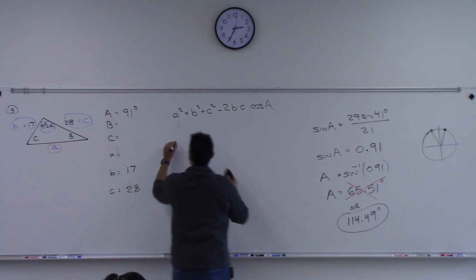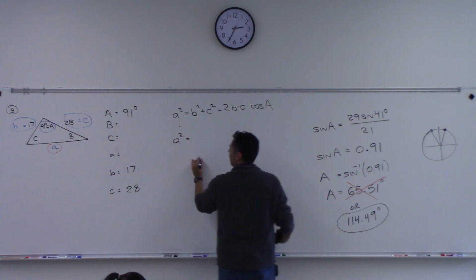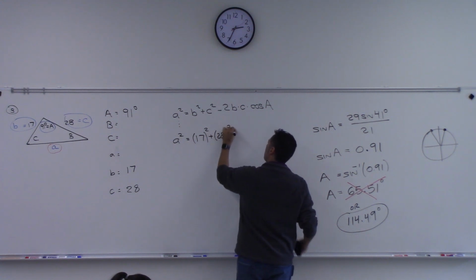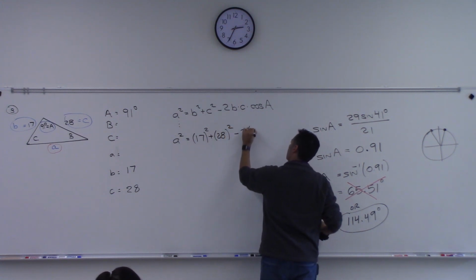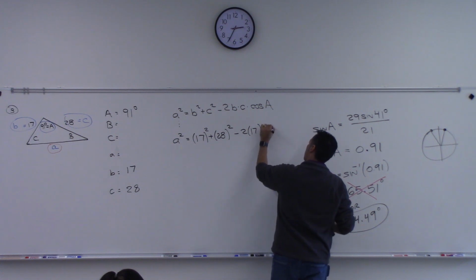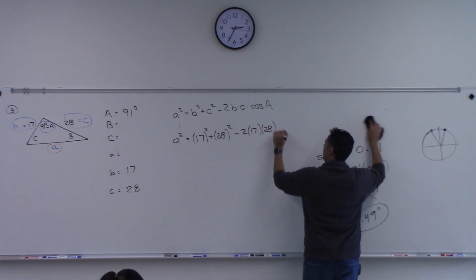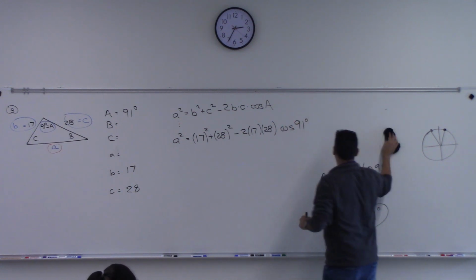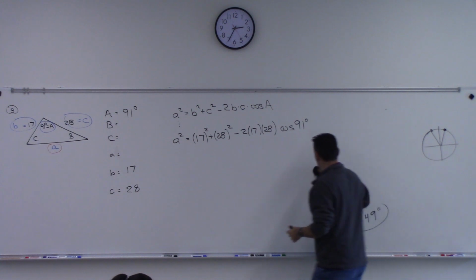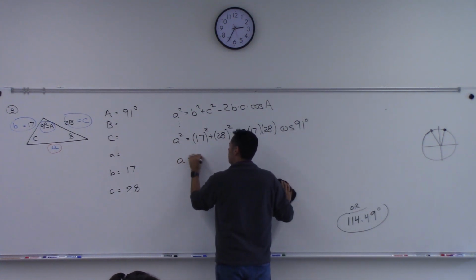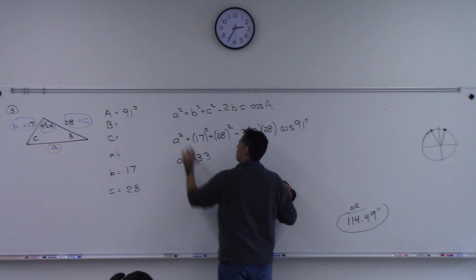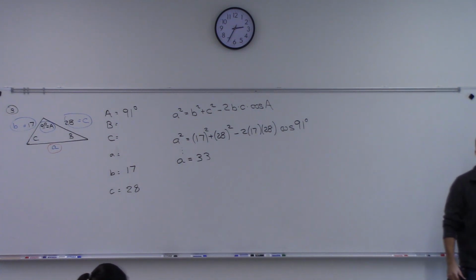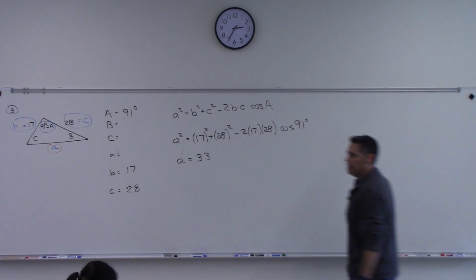Let me go ahead. I'm going to plug things in, but I'm not going to do the computation. This is what we're doing, though. Cosine of 91 degrees. There we go. So that's what we actually had to do on the calculator, and you get A is 33. Yes? Can I proceed? What do we do once we have A?